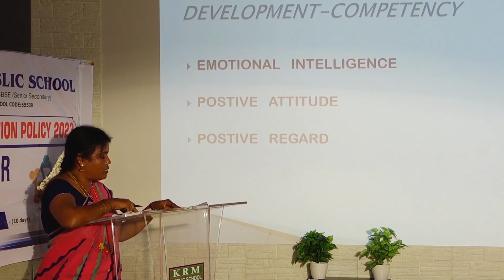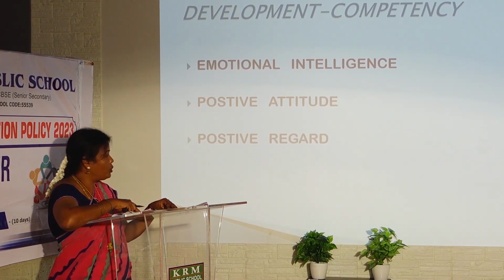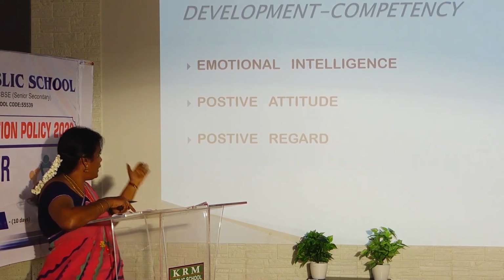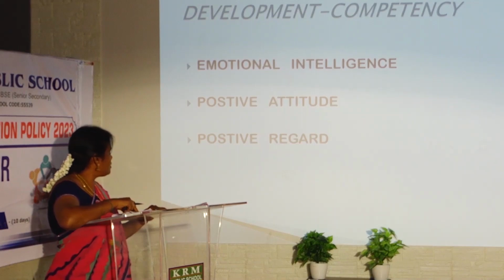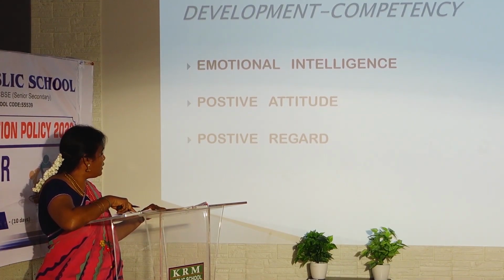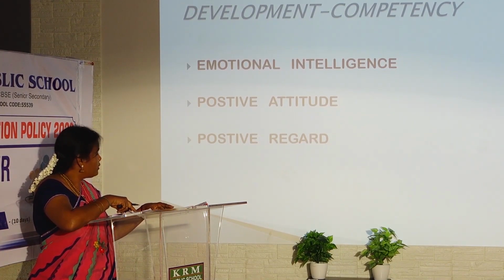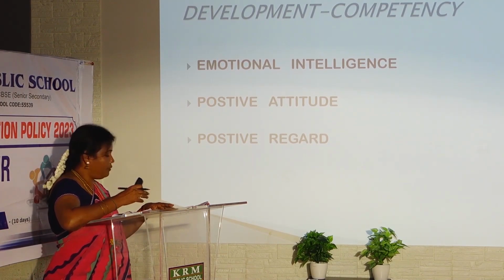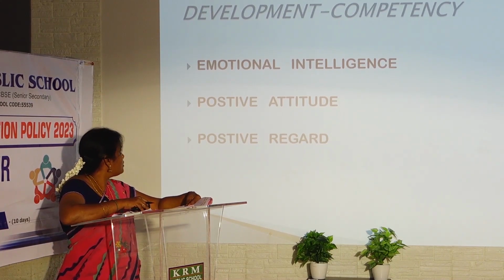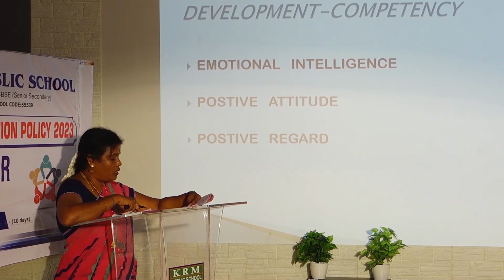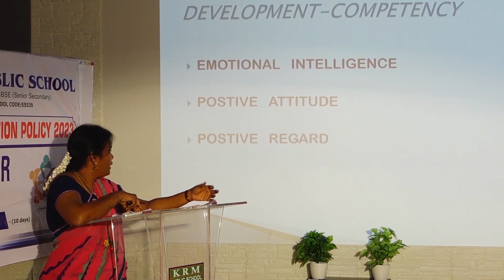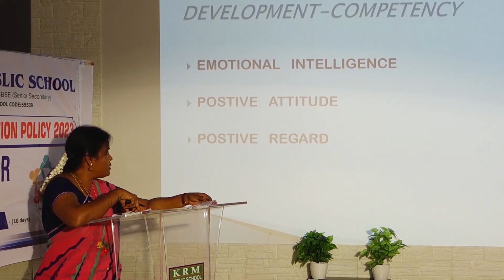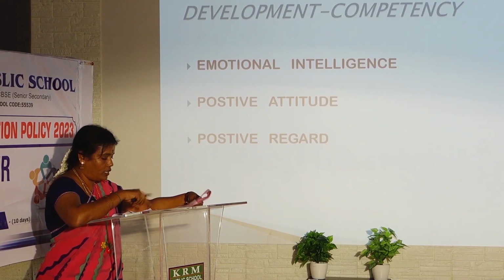Next one is positive attitude. Children should develop a positive attitude towards productive work and service or seva. Next one is positive regard. In this, children should develop their positive regard for the natural environment. That is, they should show care for and joy in engaging with all life forms. These competencies can be supported through a variety of learning experiences such as role playing, debate, service projects, and student leadership opportunities as part of the curriculum.